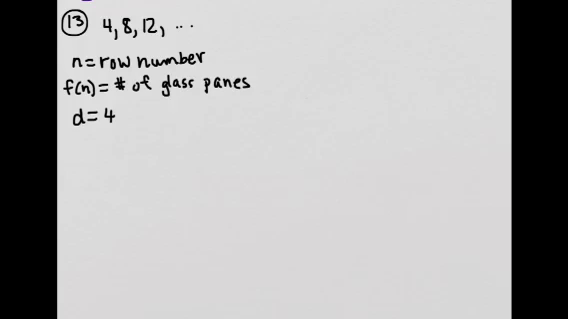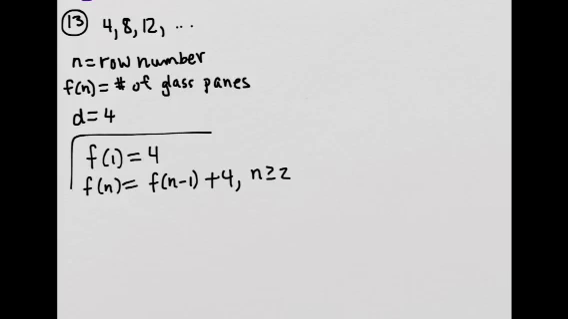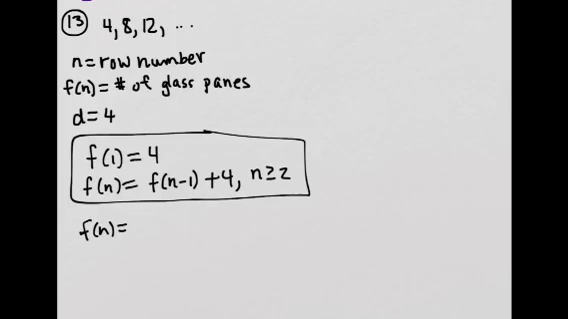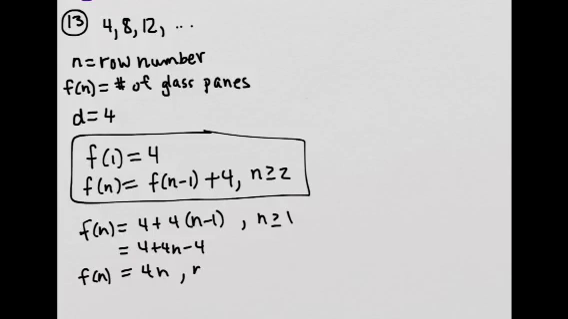Okay, so we're going to write the recursive. f of 1 equals 4, and then f of n equals the previous term plus 4 for n greater than or equal to 2. Okay, the explicit would be f of n equals the first number plus the difference times n minus 1 for n greater than or equal to 1. We're going to simplify, so 4 plus 4n minus 4. 4 minus 4 cancels, so I'm left with 4n for n greater than or equal to 1.